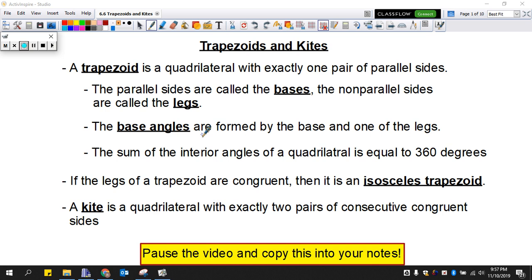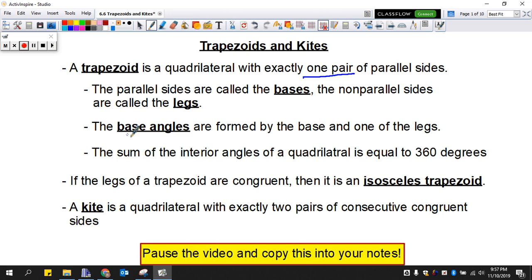A trapezoid is a quadrilateral that has only one pair of parallel sides. So, rather than having two pairs of parallel sides, it's only got the one pair of parallel sides. The two sides that are parallel are called the bases, and the non-parallel sides are called the legs.